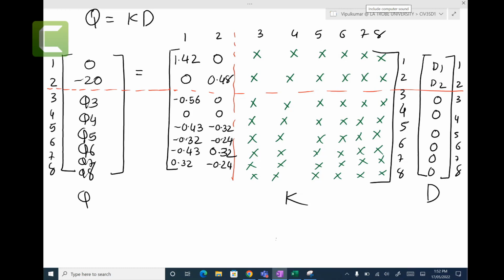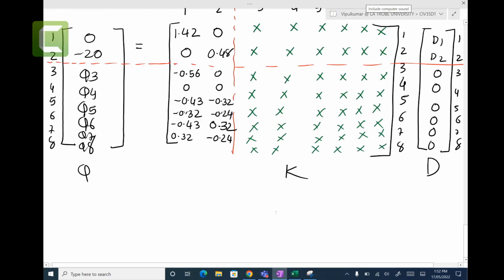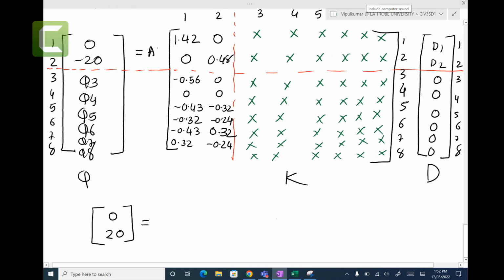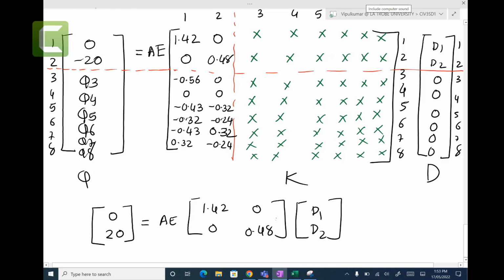Anyway, so in here, what are we going to do? We just take these first two. I think this big part is done now. And then, by the way, there is AE here. Don't forget to write AE. That is very easy to forget. And you write AE here. And 1.42, 0, 0, 0.48, and D1, D2. Do you agree for me to write this one? This part here, 1, 2, AE, this here, D2.